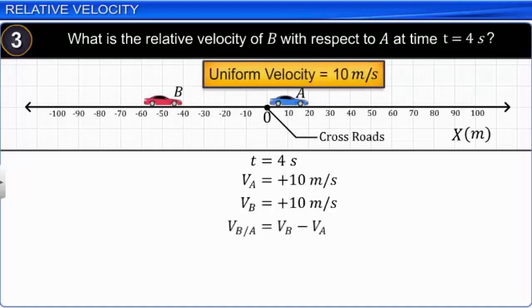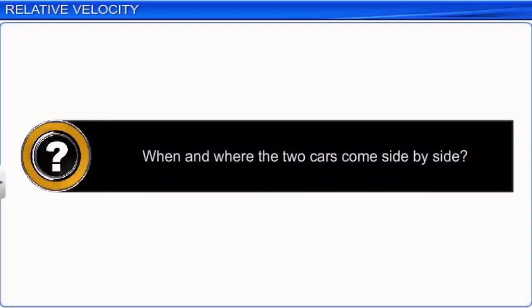When and where do the two cars come side by side? By comparing the results of the first and the second bits of case 1, we can say that the cars never come side by side.